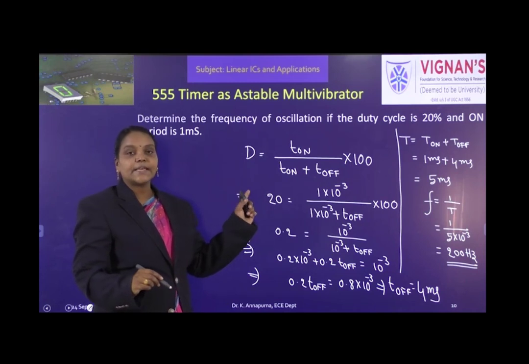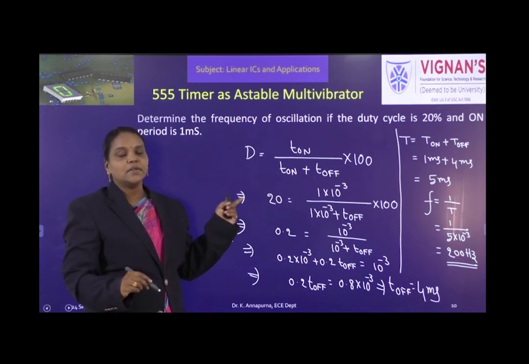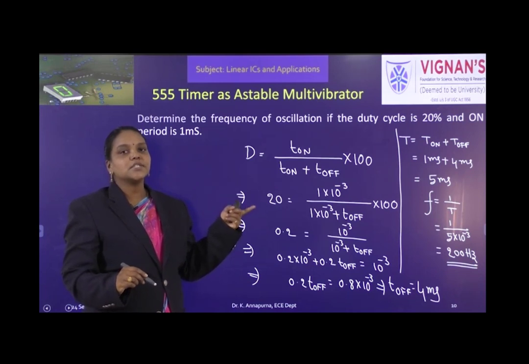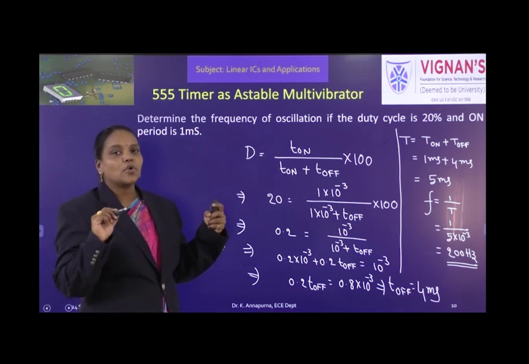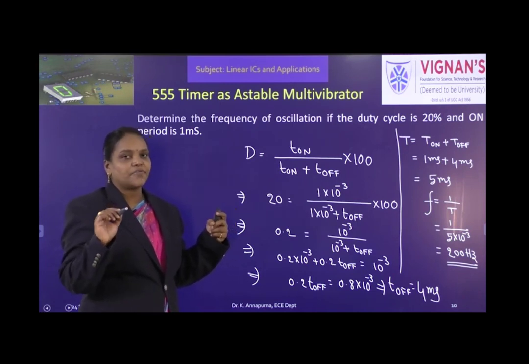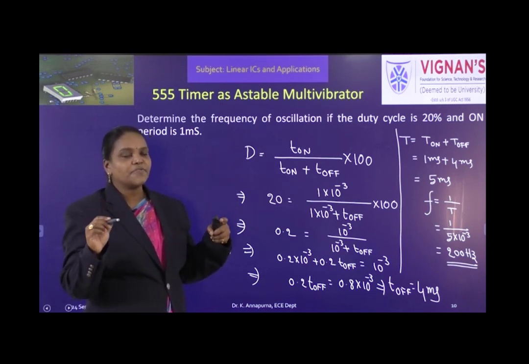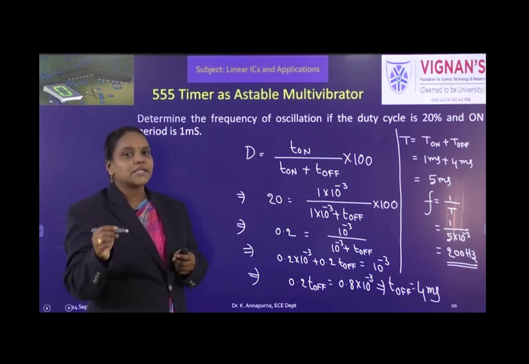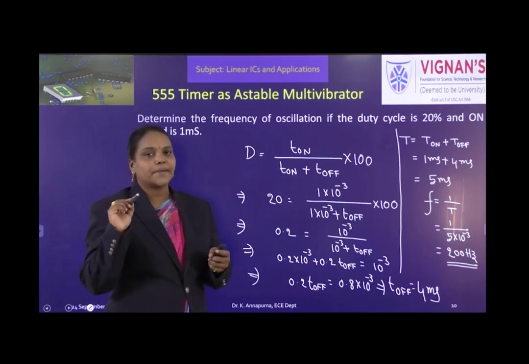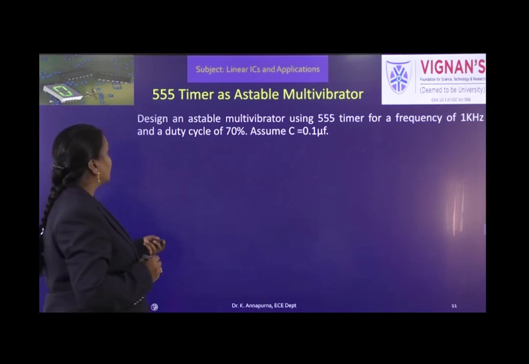Okay, duty cycle is given, on period is given. We need to find the frequency of oscillations. Duty cycle is defined in terms of on period and off period, so the only unknown in the duty cycle formula is T off. Once we find T off, total time means T on plus T off, and frequency of oscillations means 1 by total time. Now it is a design problem.